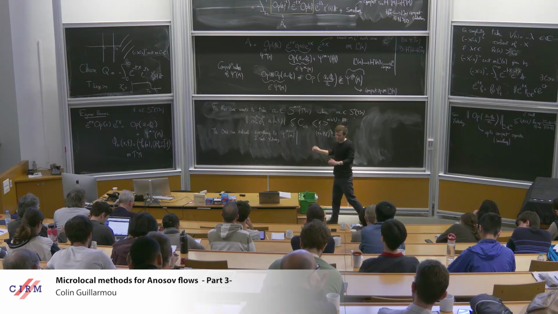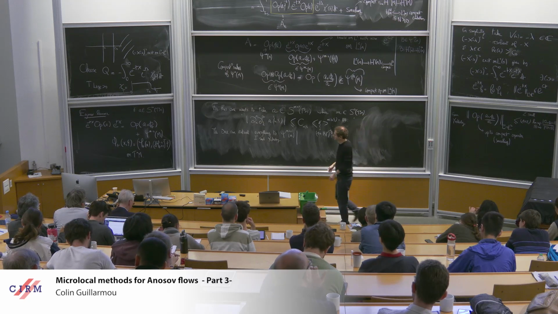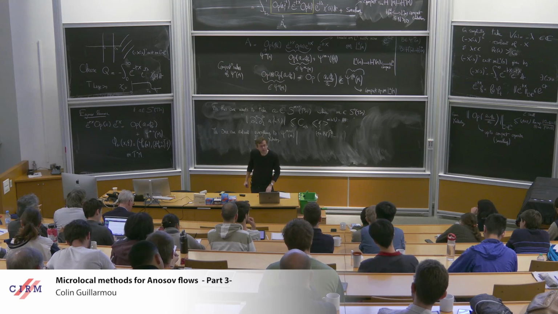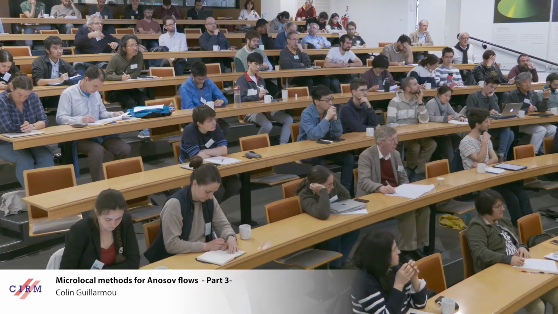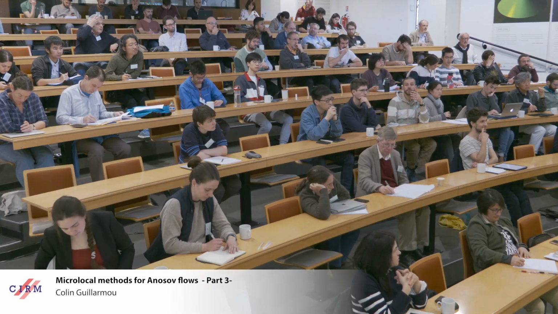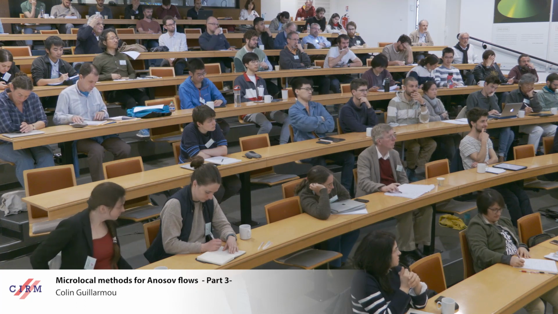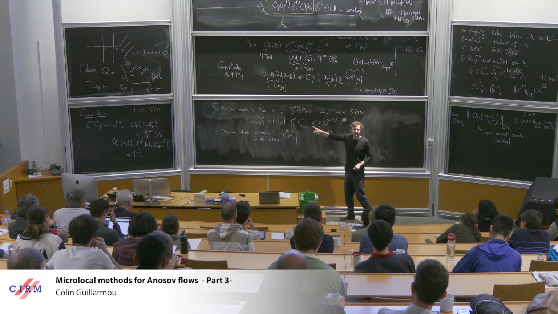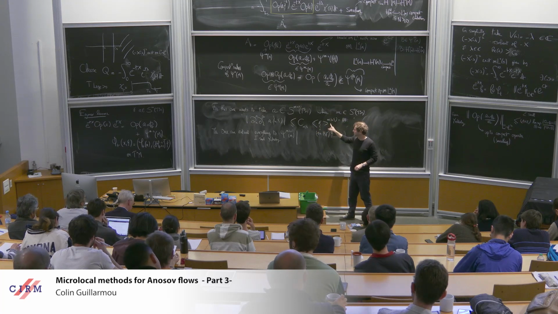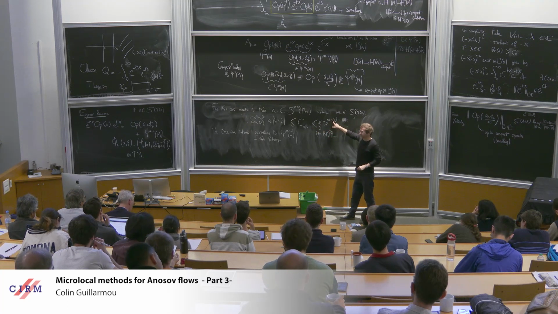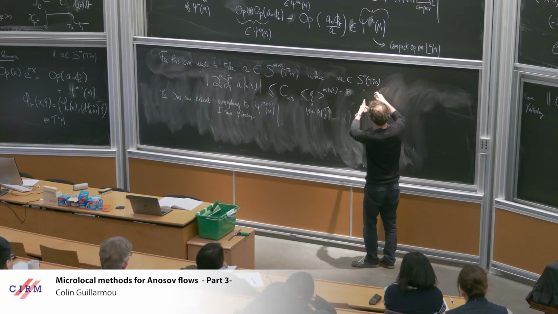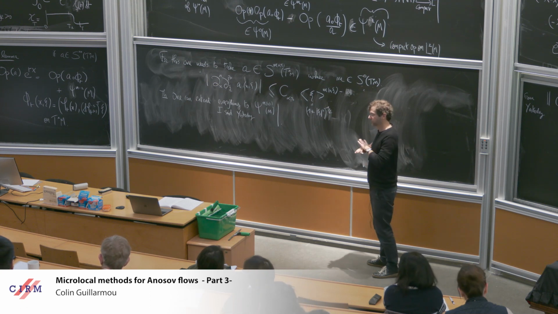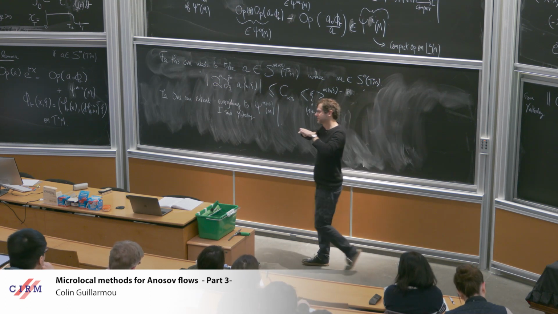So this you have to trust me, but it's not very hard. It's just a bit technical. You just need this type of estimate. Well, you need m to be a symbol. When I say symbol, it's a symbol of order 0. Smooth function and homogeneous of order 0 near infinity.